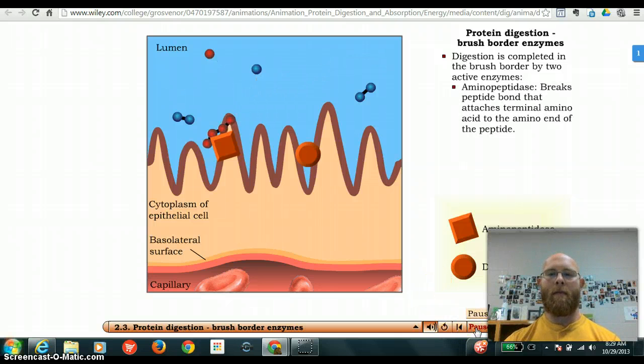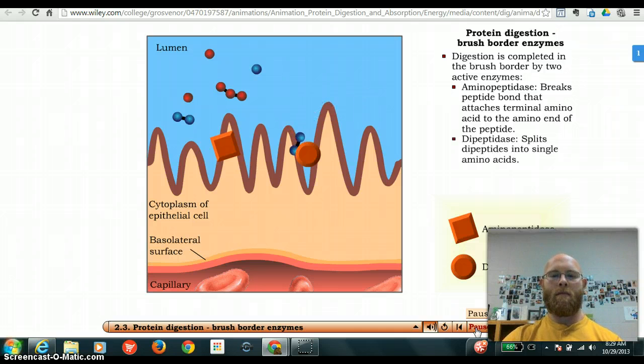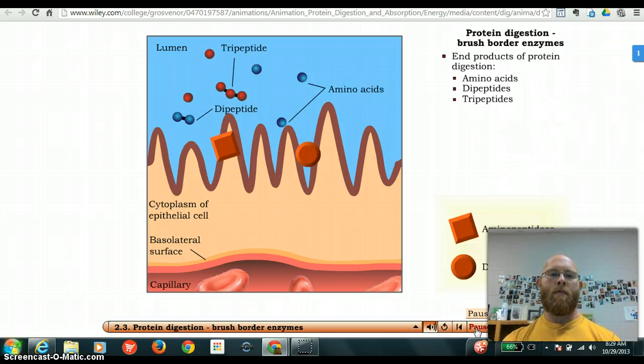Aminopeptidase catalyzes the breakdown of peptide bonds that attach the terminal amino acid to the amino end of the peptide. Dipeptidase breaks the peptide bond that holds two amino acids together. The digestion of proteins produces amino acids, dipeptides, and tripeptides. So summing this big picture all up, these things have to be broken down into very small fragments, either in 3, 2, or 1 amino acid chains. Again, this aminopeptidase has a similar job as a carboxypeptidase as far as breaking off the terminal end of an amino acid, a single amino acid.